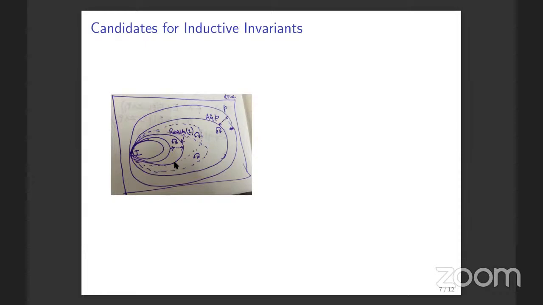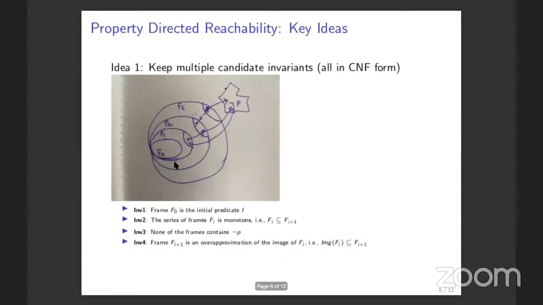I also do not have a very clear answer to which inductive invariant it actually gets to, but it uses a potpourri of clever techniques to get you to that inductive invariant. Okay. Having said that, here are three key ideas behind property-directed reachability.